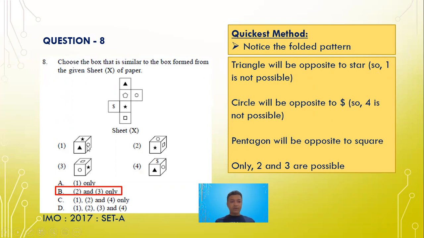Why is 1 not possible? Because here the triangle is adjacent to star, which is not possible, because triangle is opposite to star. Why is 4 not possible? Because here circle is adjacent to dollar, which is not possible, because circle will be opposite to dollar. So that's why 4 is not possible. So only 2 and 3 are possible.